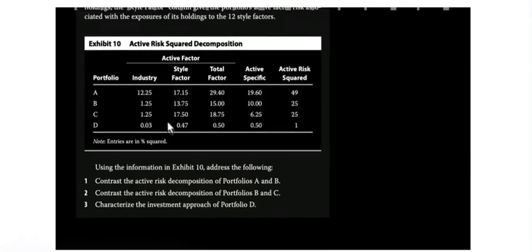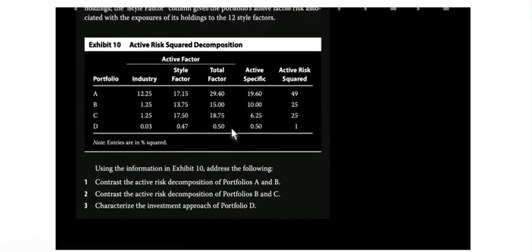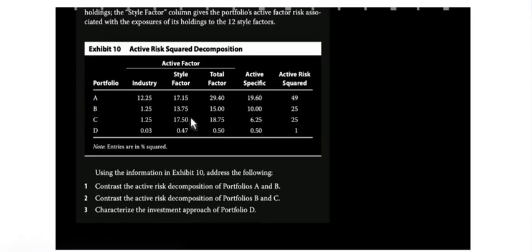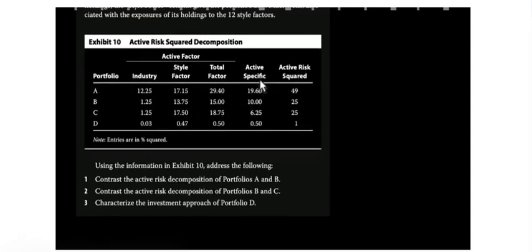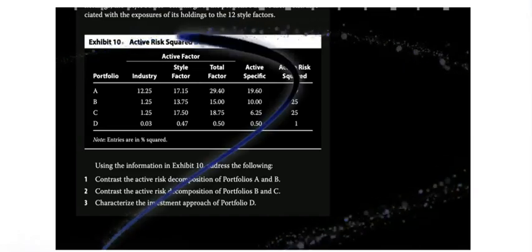That's the big takeaway from Exhibit 9: okay, so you're given this, how do you then interpret it? It's really looking at where the variability in our active return comes from. Does it come more from factors? And if it comes from factors, which factors? Or does it come more from active specific risk in terms of security selection?